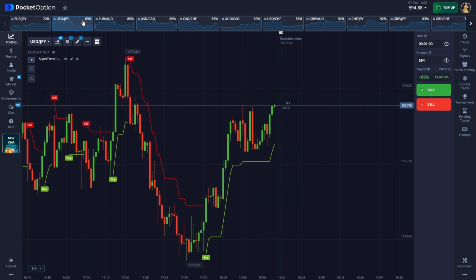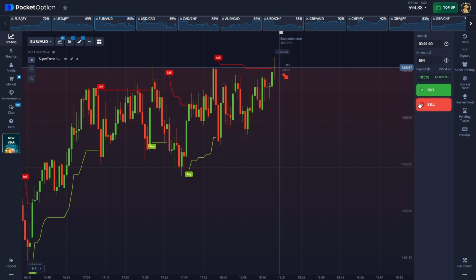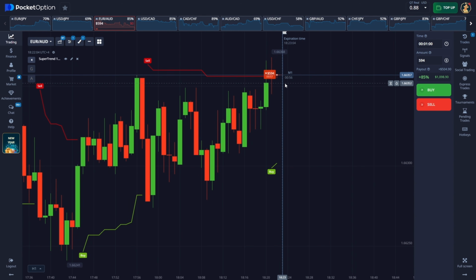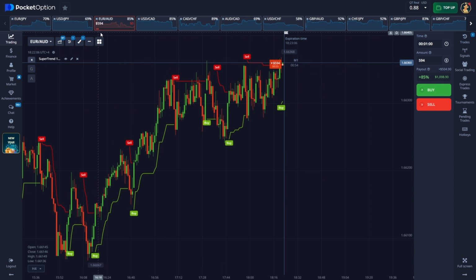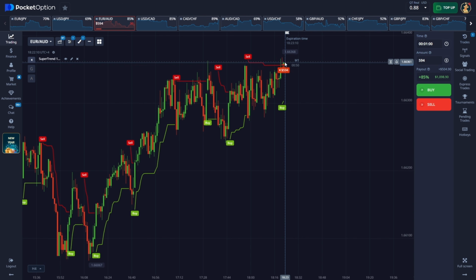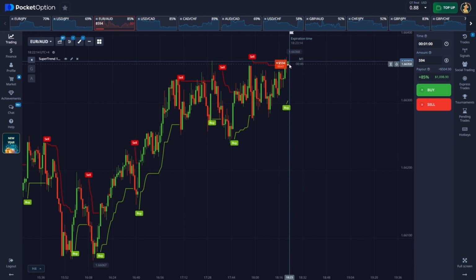We have a signal, but the candle already closed as a red candle, so I placed a trade for the downside move worth $594. This is a risky trade because the previous candle already closed as a red candle. Let's see how it goes.